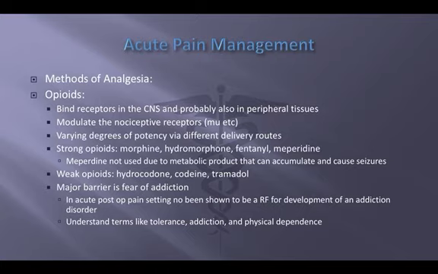Some of the stronger ones are going to be your morphine, your Dilaudid, your fentanyl, and your meperidine. We don't use that one anymore because it has a breakdown product that can cause seizures. Some of the weaker opioids: your hydrocodone, your codeine, your tramadol, which is not technically an opioid, but it's similar. There is a major barrier to the treatment with these, that fear of addiction.